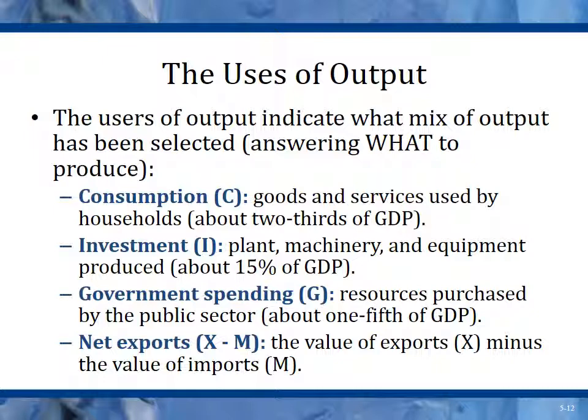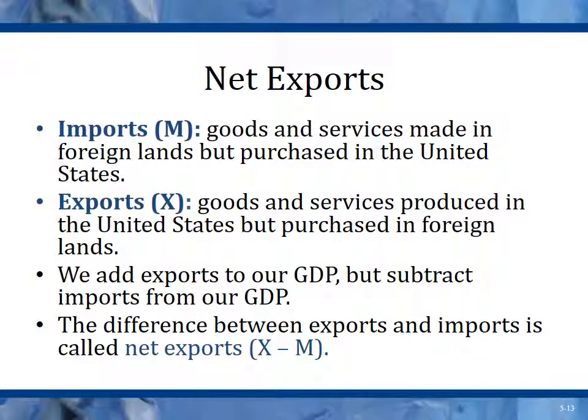Net exports, this is the value of exports minus the value of imports. It makes up the rest, which is really a very small percentage, actually. Net exports, we'll talk about that a little more. Imports are goods and services made in foreign lands but purchased here. Exports are goods and services produced in the United States but purchased in a foreign land. We add exports to our GDP but subtract imports from our GDP. The difference between exports and imports is called net exports, which is exports minus imports.